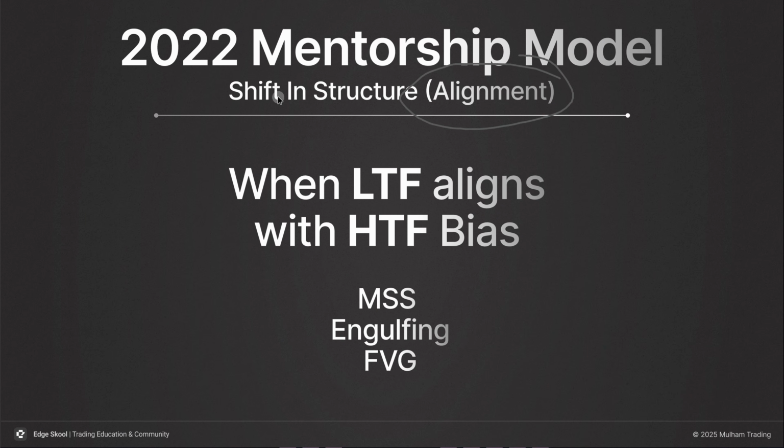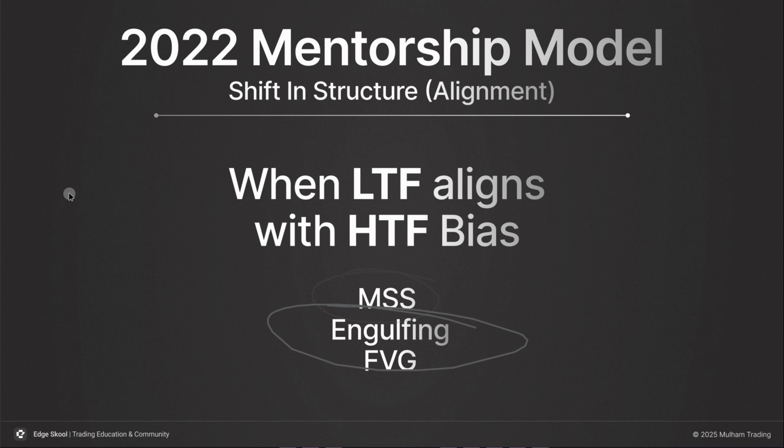Now for the alignment, which is the shift in structure, it's about when the lower time frame aligns with the higher time frame bias. You remember when I told you that we want to look for this fair value gap here because it is with the higher time frame structure. Now that higher time frame fair value gap, I want to look for price to go there, and on the lower time frame I want to see alignment. That means a higher time frame bearish fair value gap needs to have on the lower time frame a bearish signature. So it could be, again, market structure shift. So this bearish one, I want to see a shift. Okay, market structure shift, engulfing.